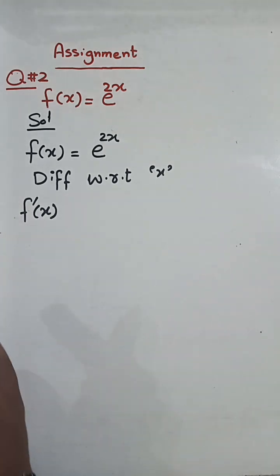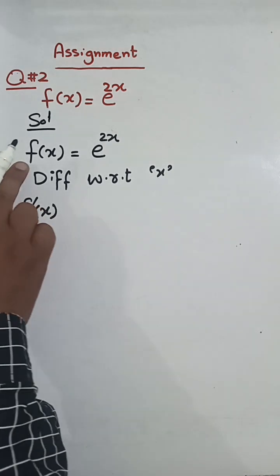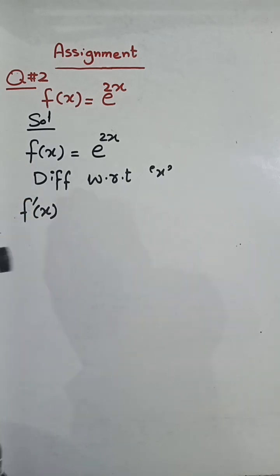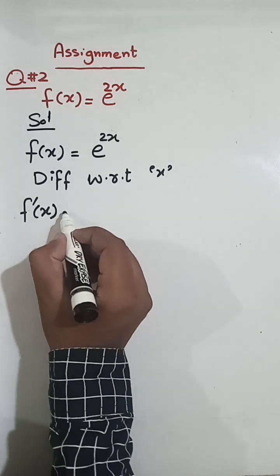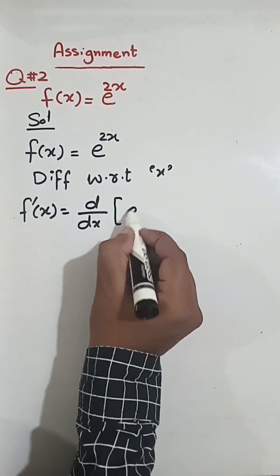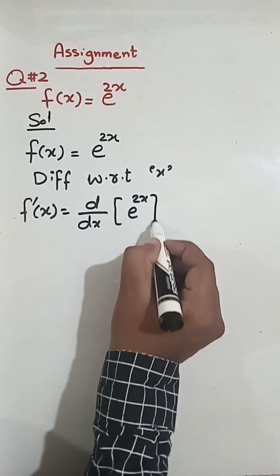Again I'm telling you, f of x is simply a function, or you may say it is a question that we have to solve. This f prime x means the derivative of this function f of x. It is just a notation that denotes the derivative of a function. So d by dx of this value e raised to power 2x.